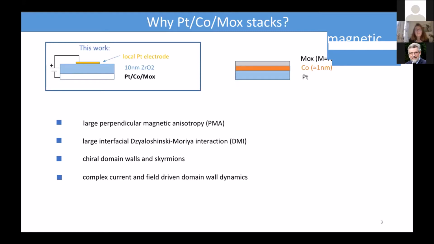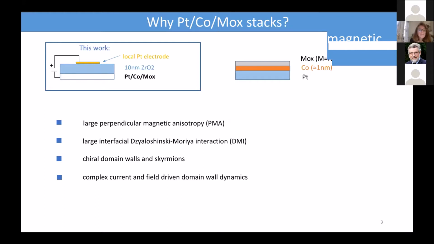I have to say that we have been working on these tri-layers for many years, but not only for the large perpendicular magnetic anisotropy, but especially in the last 10 years since it was discovered, as you know, a large interfacial Dzyaloshinskii-Moriya interaction in these systems, which gives rise, of course, to chiral Néel walls and to skyrmions. And we have been very busy trying to understand current and especially field-driven domain wall dynamics in these systems, which is strongly modified by DMI. But today I'm not going to talk about DMI, I'm going to talk about electric field.